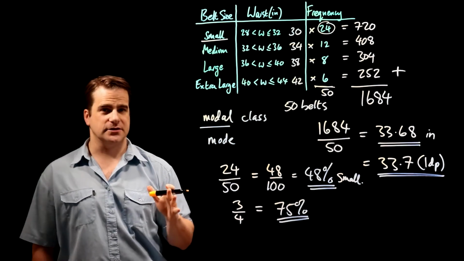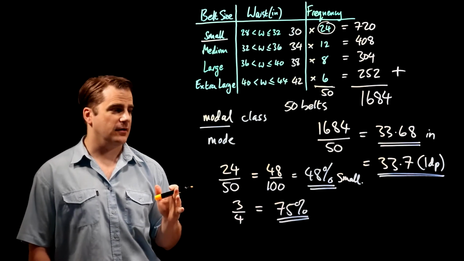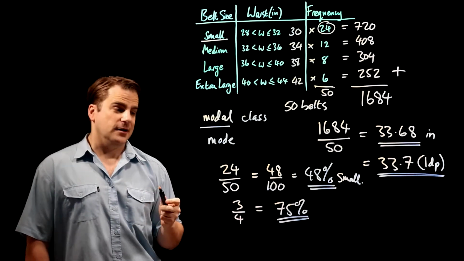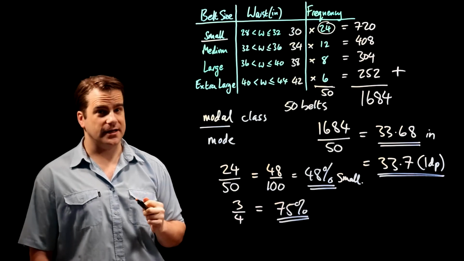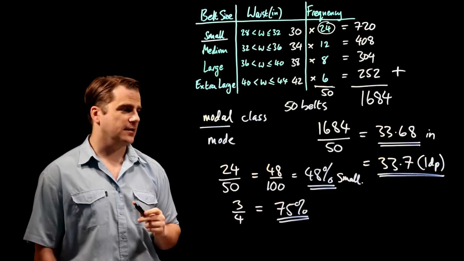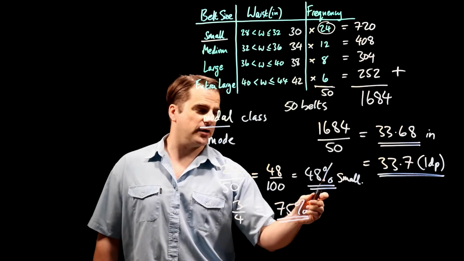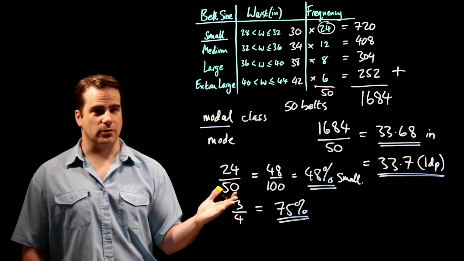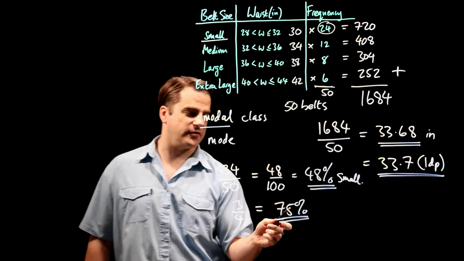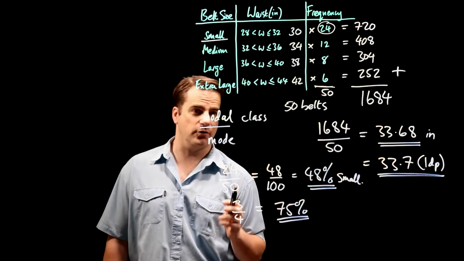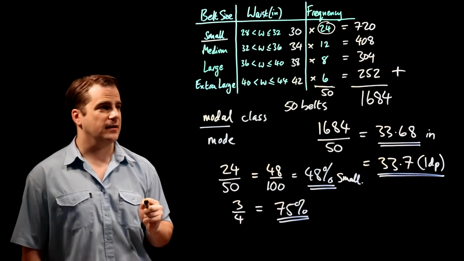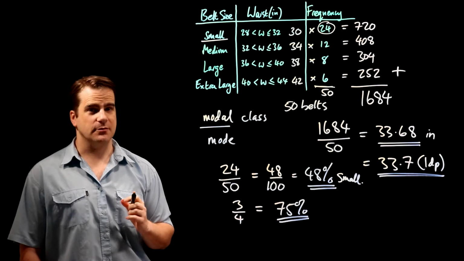The manager said she shouldn't do this. Who was right? The manager was right. Jenny was wrong. She should only order about half of them small. 75%, 3/4, is a lot more than 48%. So Jenny was wrong.